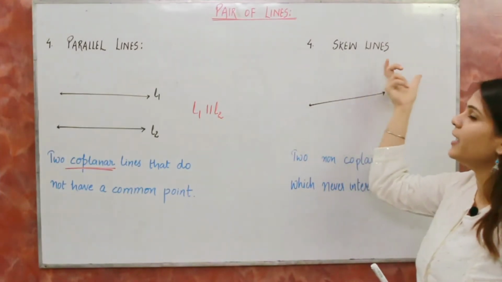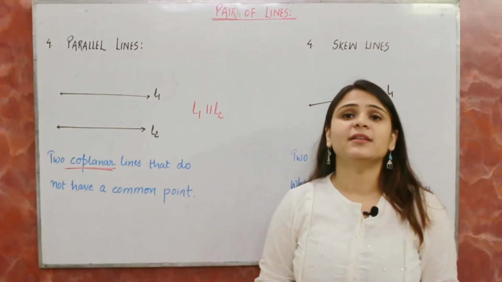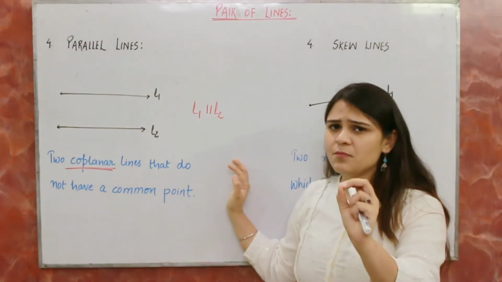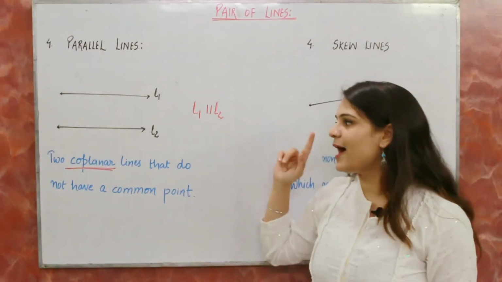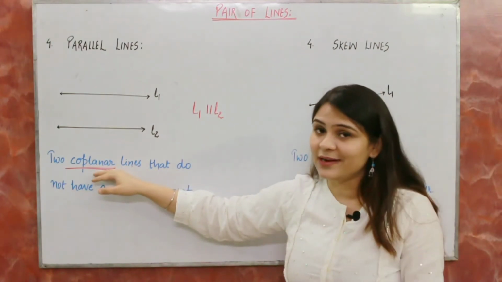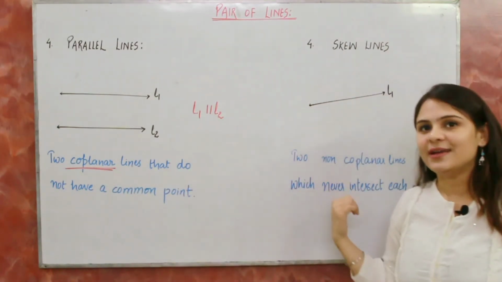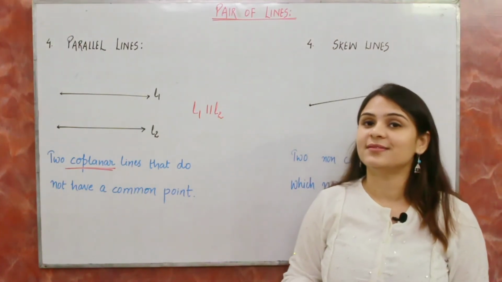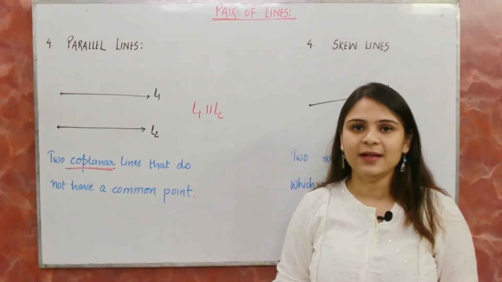Fourth one is skew lines. This may be new to you, but it's very simple. If you observe the definition, it's the simple difference between two. Here I have used the words two coplanar lines which do not meet, and here two non-coplanar lines which do not intersect each other or meet each other, right?